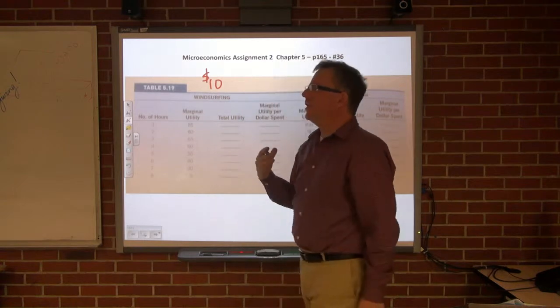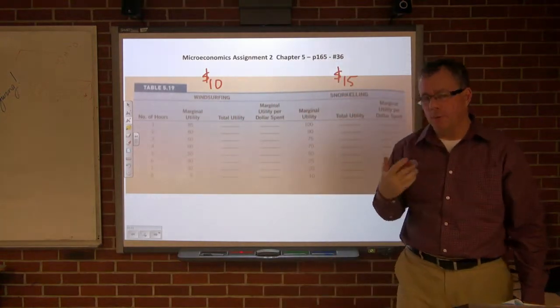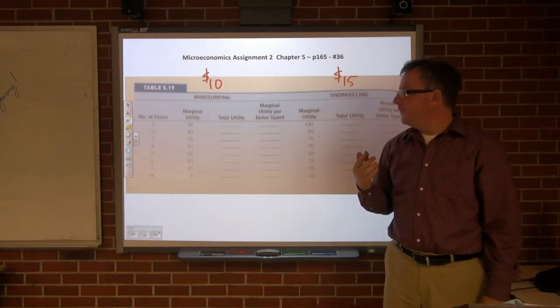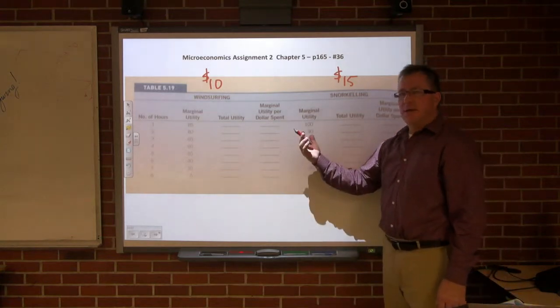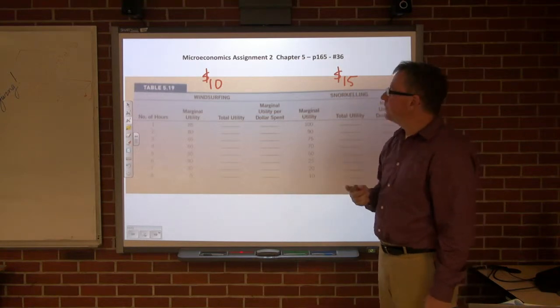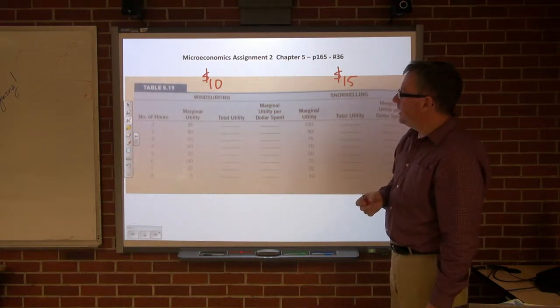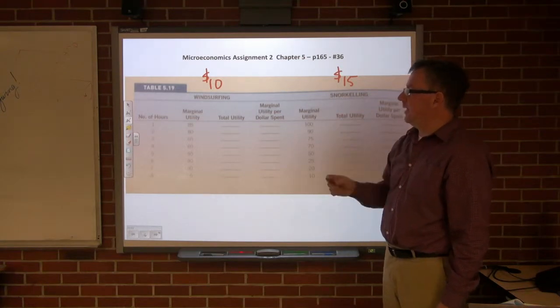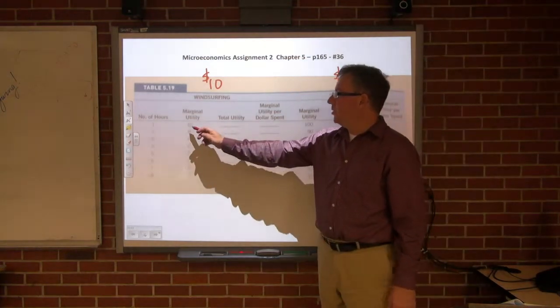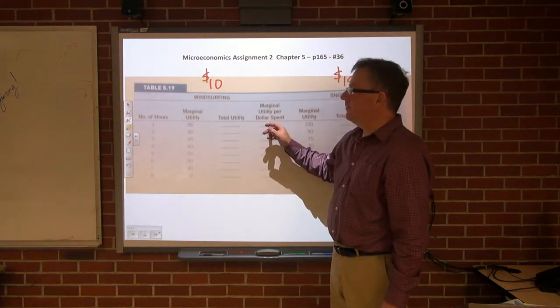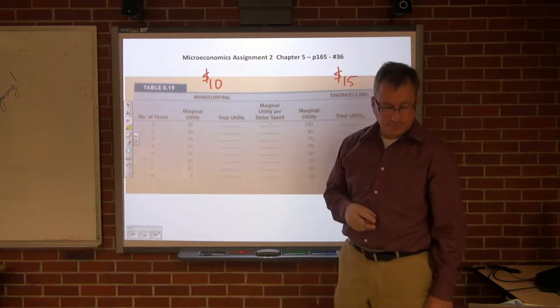So we've got to ask ourselves, how do we compare apples with apples? What do we do in order to ensure that we're comparing the utilities per dollar as opposed to per event? So what we need to do is calculate the marginal utility per dollar spent. So we simply take our marginal utility in a given one and divide it by the number of dollars that it cost us.